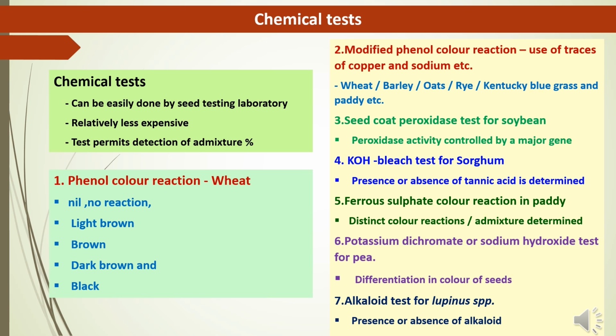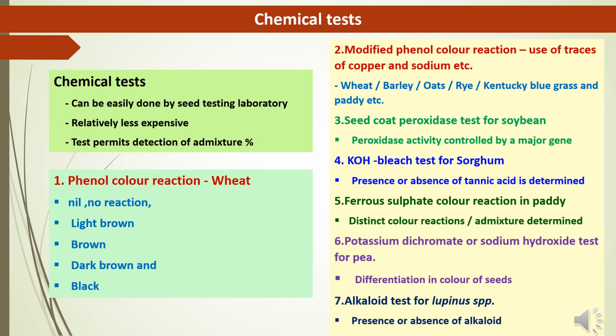different color reaction groups: first one is nil or no reaction group, second may have reaction as light brown, third may be brown, fourth may be the category of dark brown, and it may be a black reaction also. The admixture of varieties belonging to other phenol color reaction groups and vice versa could be easily determined.